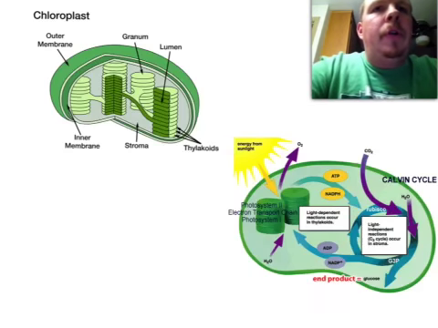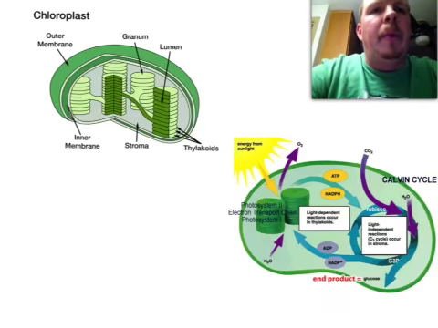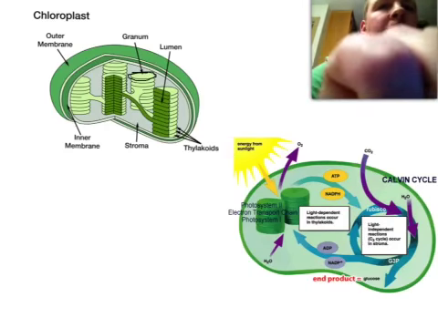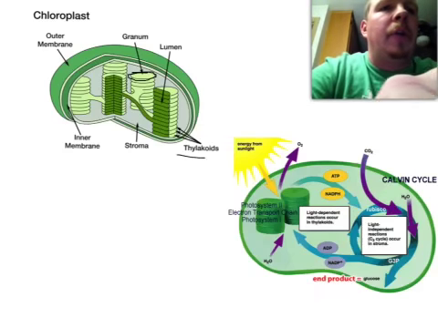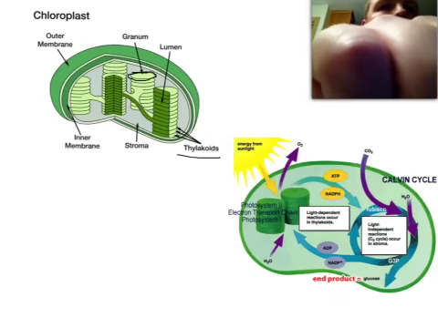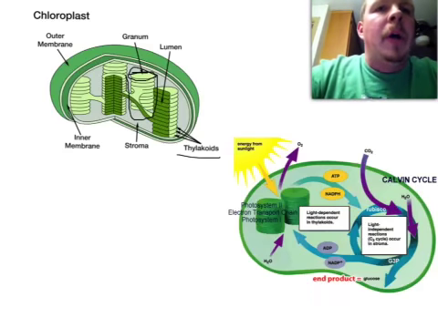Alright, so if you look at the diagram at the top of the chloroplast, you'll notice that there are two membranes. There's an outer membrane and an inner membrane. And photosynthesis happens in two parts of the inside of the chloroplast. One is these little disc things here called thylakoids. Each of these is called a thylakoid. And if you get a stack of thylakoids, that's called a granum.